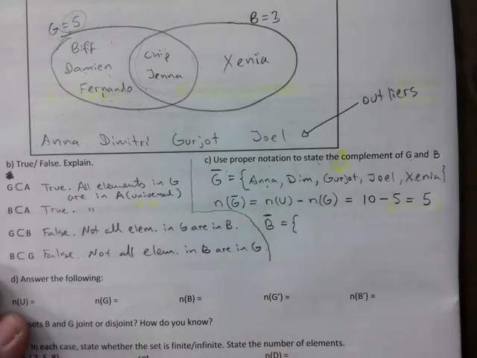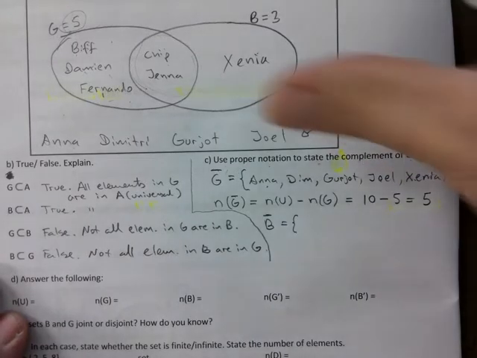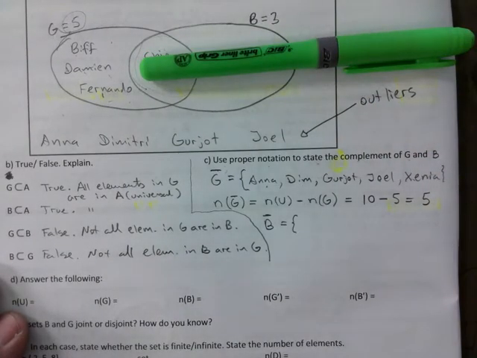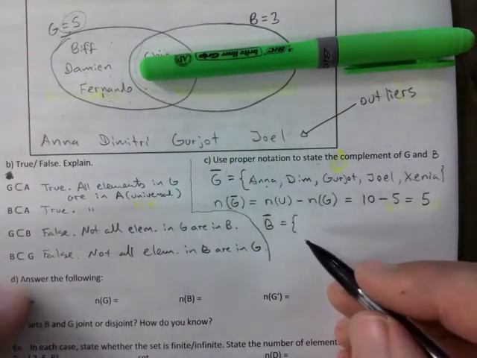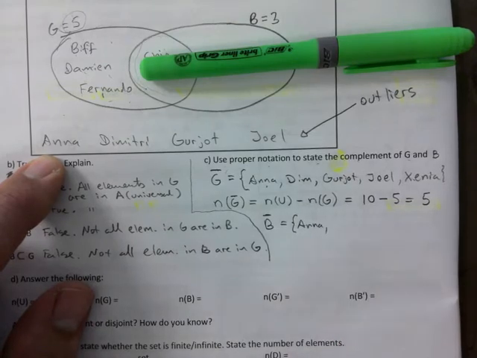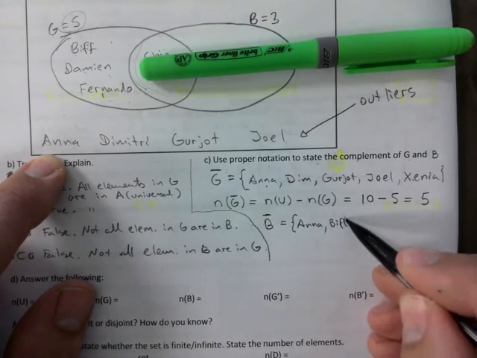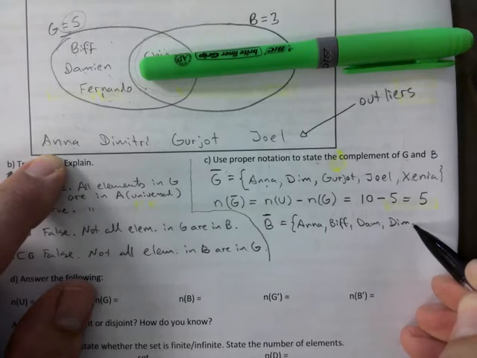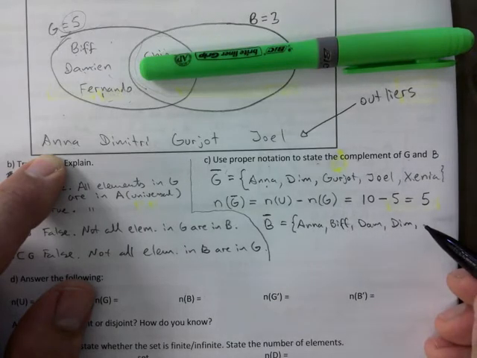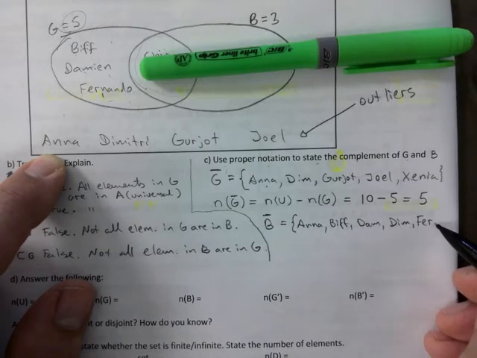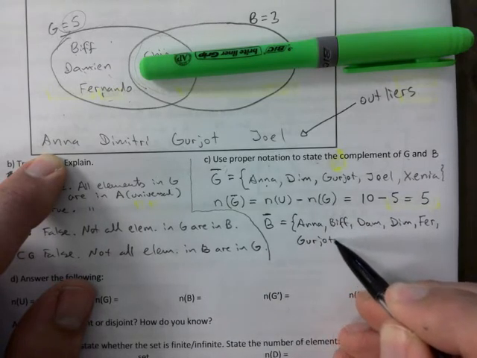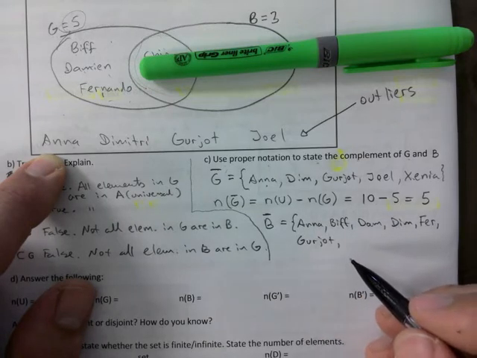So next we're going to go B naught. That's another way of, that's the complement. You cover up everything that's in B. Watch my thumb, right? Or I'm just going to use a marker in this case. Cover everything that is in B, and then you're left with everything that is not in B. So again, Anna, this is going to be a problem. I see that already. Biff, Damien, Dimitri, Fernando, Gurjot, did I miss one? I think I'm good. Joel.